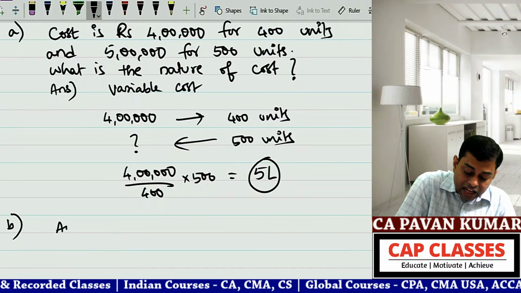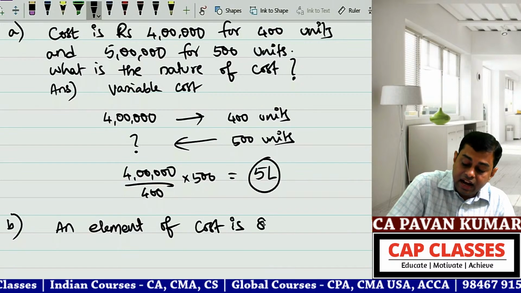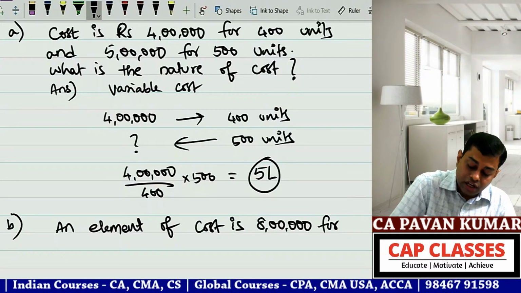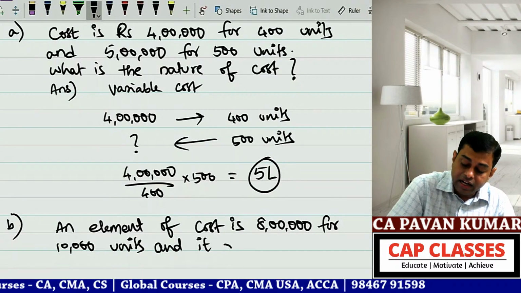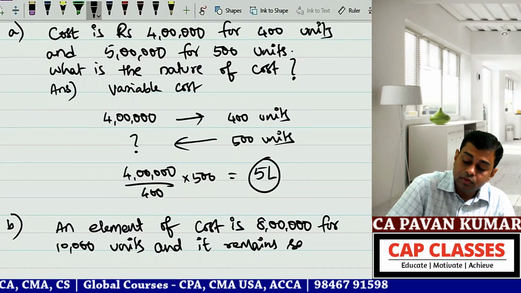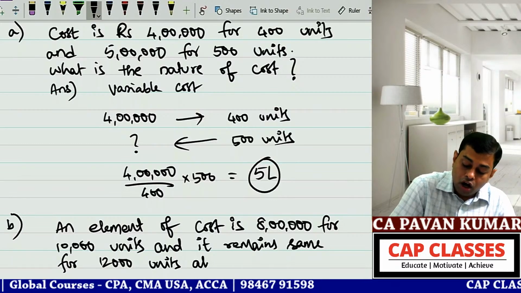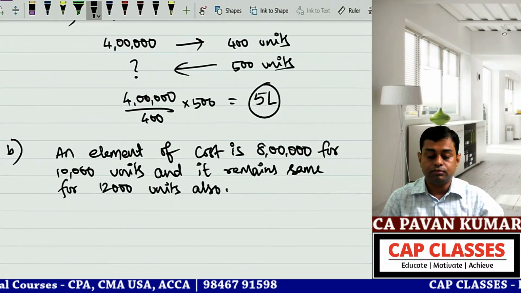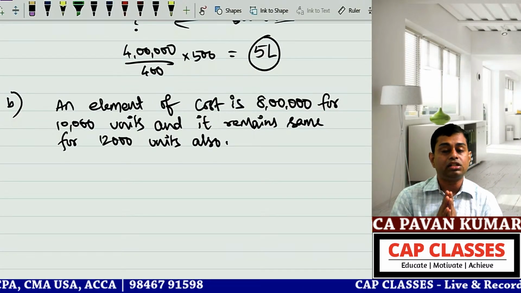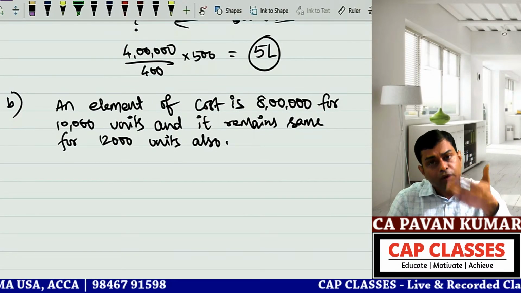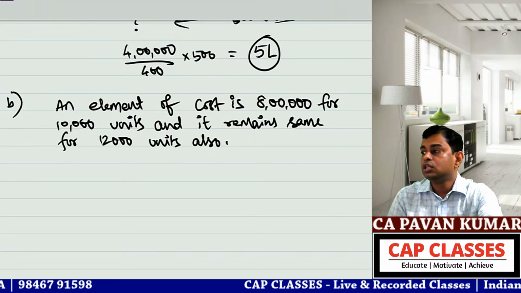Situation 2. An element of cost is 8 lakhs for 10,000 units and it remains the same for 12,000 units also. What is the nature of cost? What is the second question? An element of cost is 8 lakhs for 10,000 units and it remains the same even if you produce 12,000 units also. What is the nature of this cost? Tell me. What is the nature of this cost?